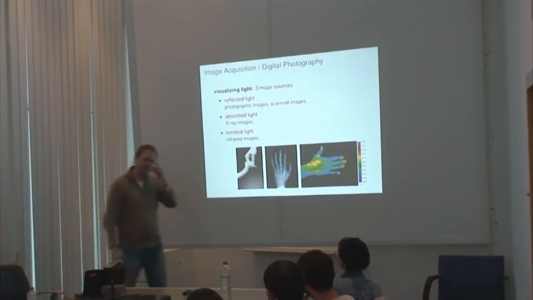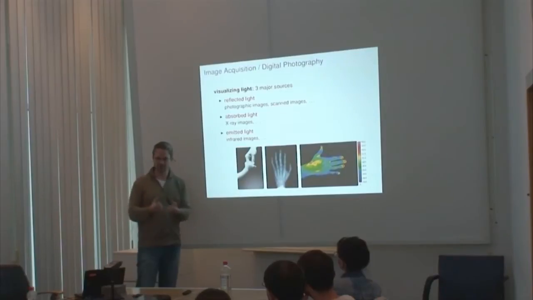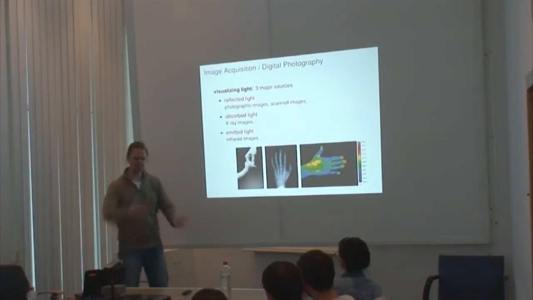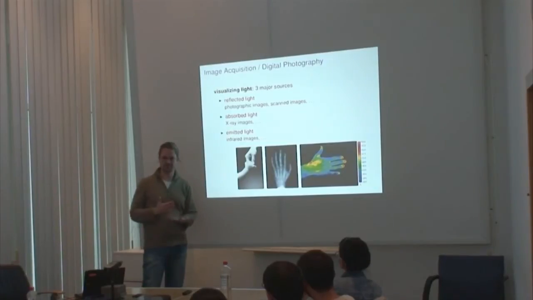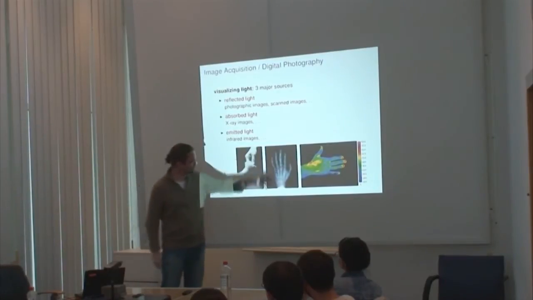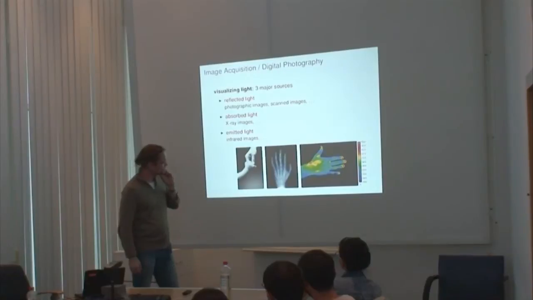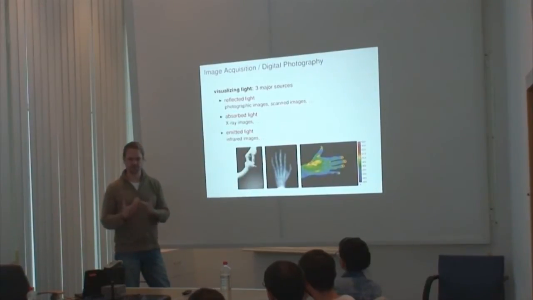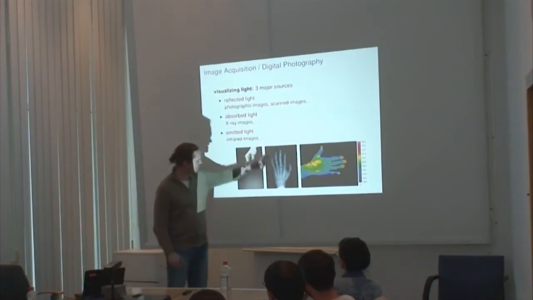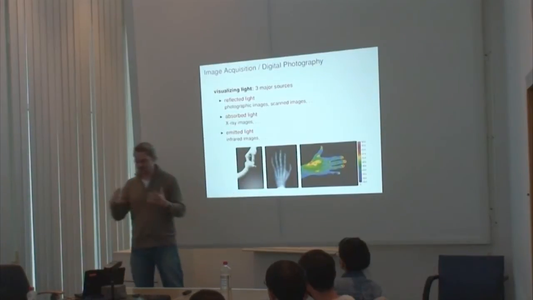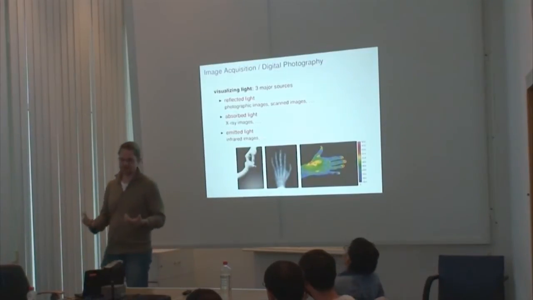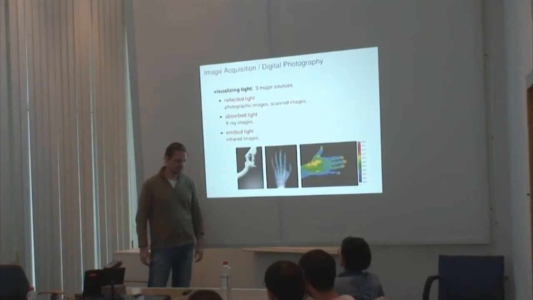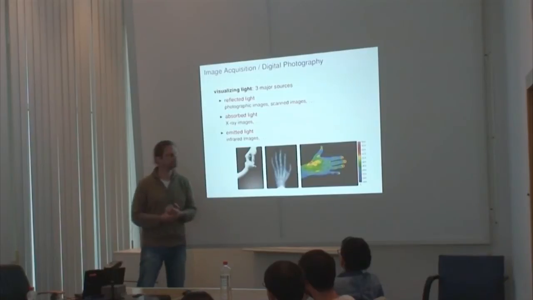And the light that goes through you, because it's not absorbed by your bones, hits this recording device. And so when we look at X-ray images, what we basically visualize here is not reflected light, but absorbed light. The fact that we can see the bones is, in a sense, a negative image. This is an image that has recorded what has been absorbed.